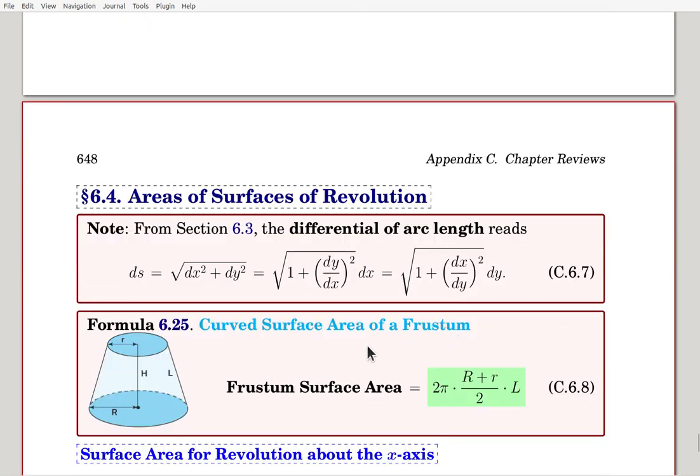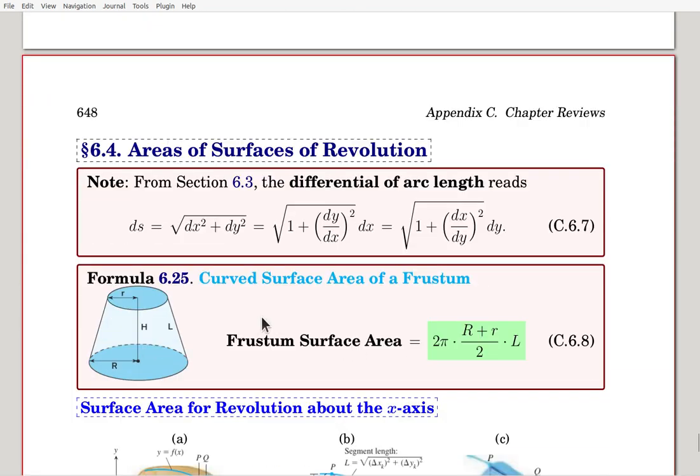Okay, now here we'll go to areas of surface of revolution in section 6.3. The differential of arc length can be expressed in this way: ds is the square root of dx squared plus dy squared. It can be written in the x direction, and it can be written in the y direction, along with dx and dy.